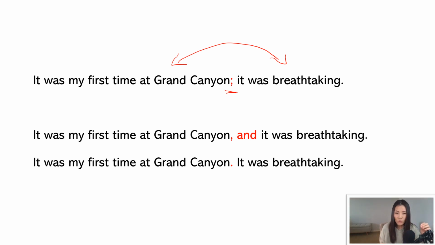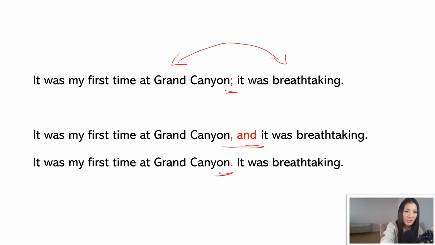Instead of the semicolon, if you wanted to, you can say, "It was my first time at Grand Canyon, comma, and it was breathtaking." Or you can say, "It was my first time at Grand Canyon," period, and start a whole new sentence: "It was breathtaking." Let me tell you why I would use a semicolon instead of these two other options.